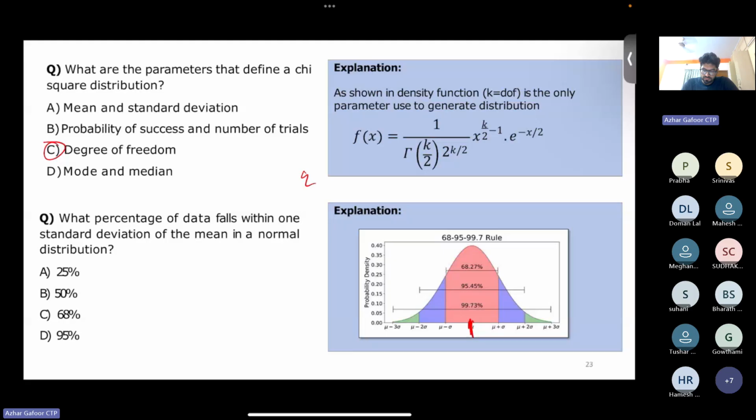50%, sir. 20. See, this is one standard deviation. This is another. So within this range, how much will be there? It's already written. 60%. Yes, it will be 68%.